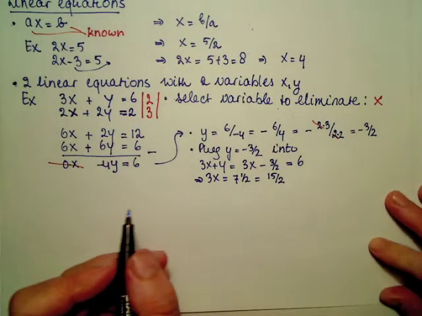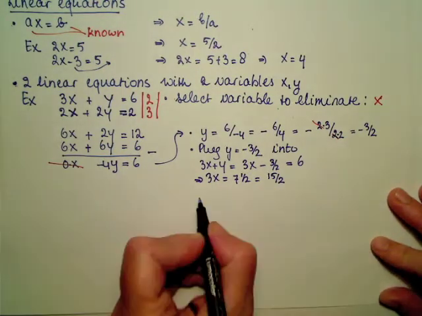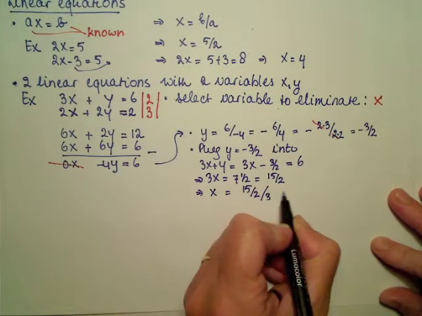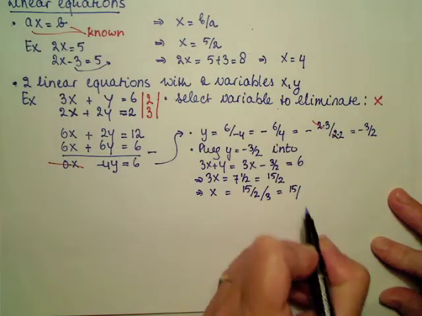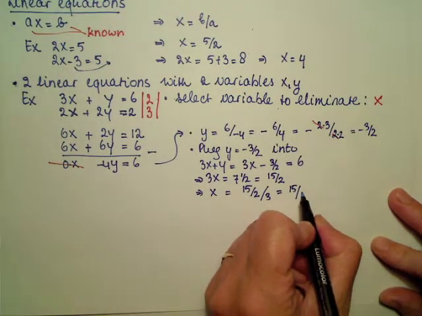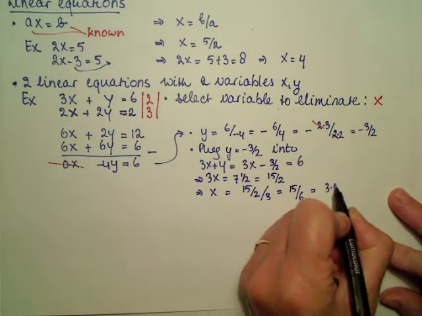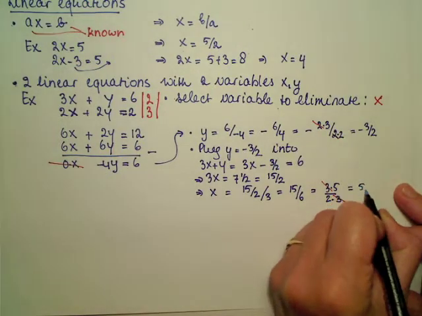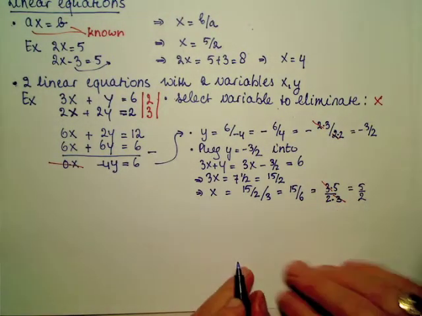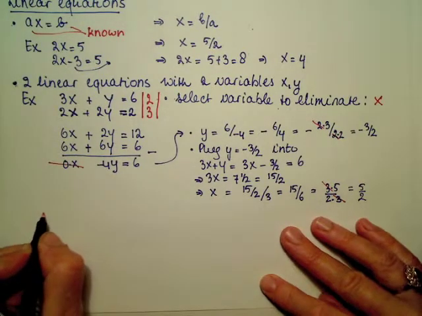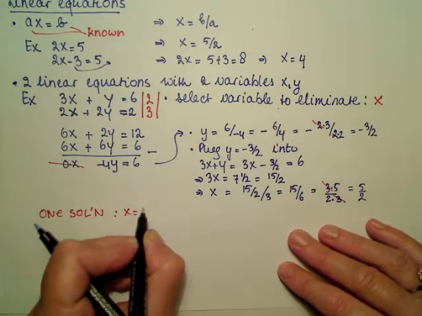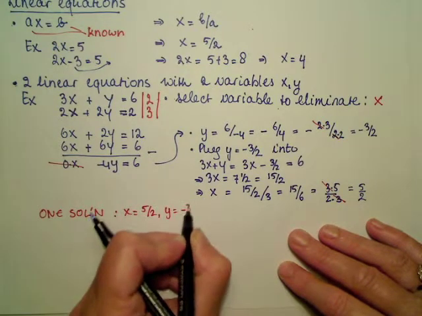And dividing both sides of the equation by 3, we get that x equals 15 over 2 divided by 3, which we saw before is the same as dividing 15 by the product of 2 and 3, which is 6. And again we can simplify this expression by cancelling common factors in numerator and denominator, and so we get that x equals 5 over 2, which is 2.5. So we get precisely one solution, and the solution is given by x equals 5 over 2 and y equals minus 3 over 2.